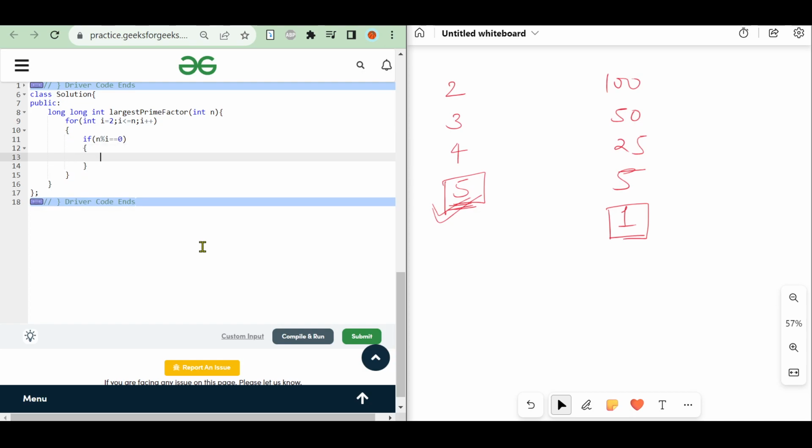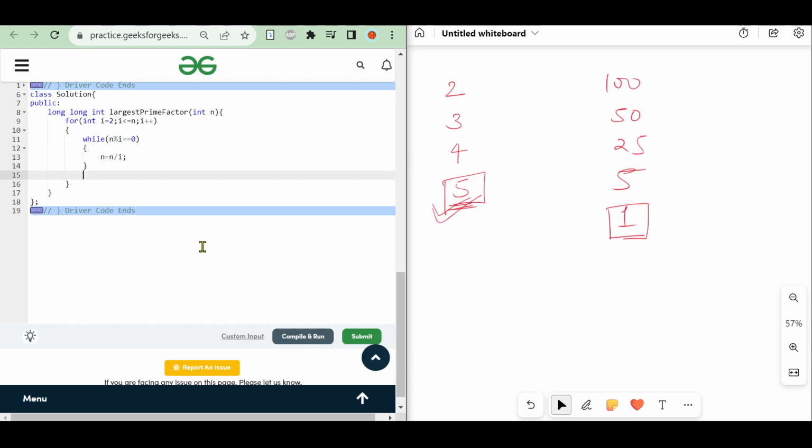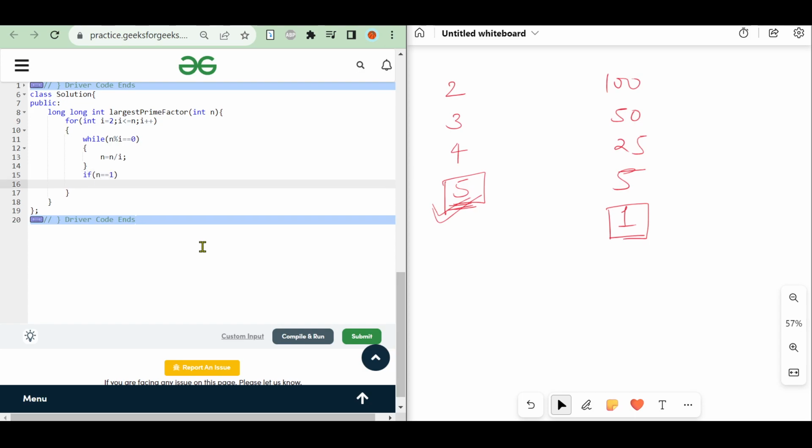If it is, then I will keep on dividing n by this number i. For repetition I am using a while loop, and at the same time I will also change n, and n will be n divided by i. And here I will check if at the end n becomes 1, so the number i that was dividing it is our answer, it is the largest prime factor. So return i.